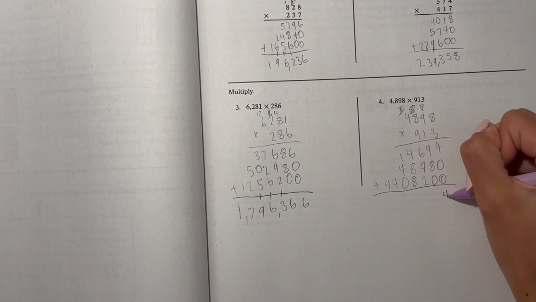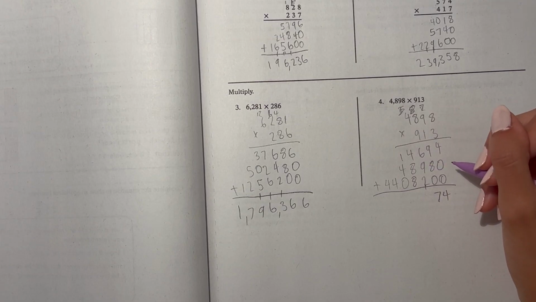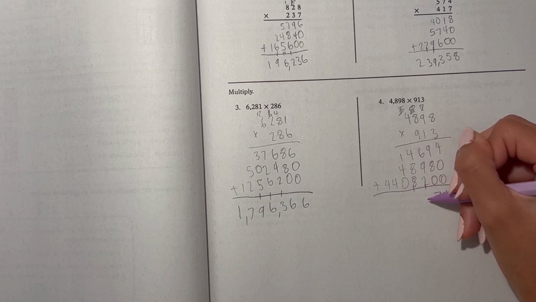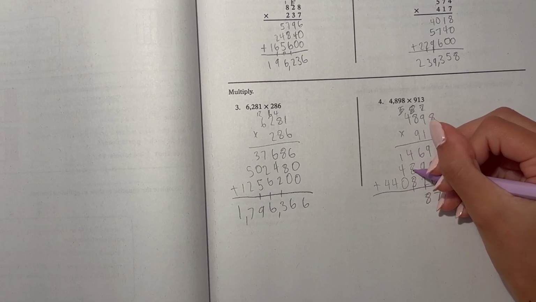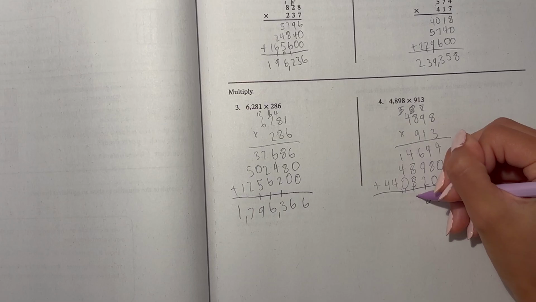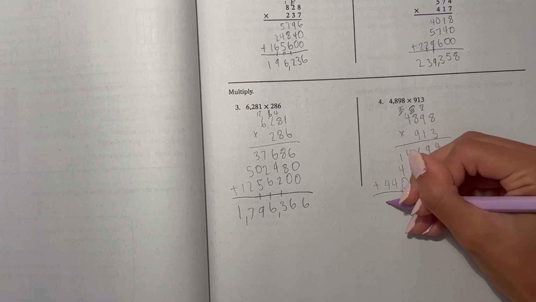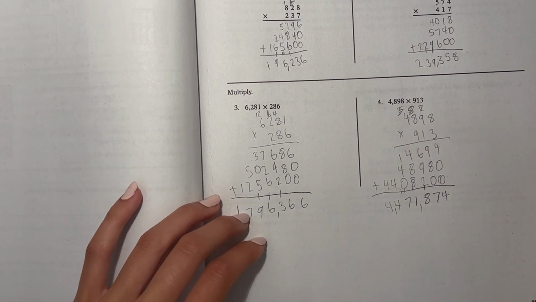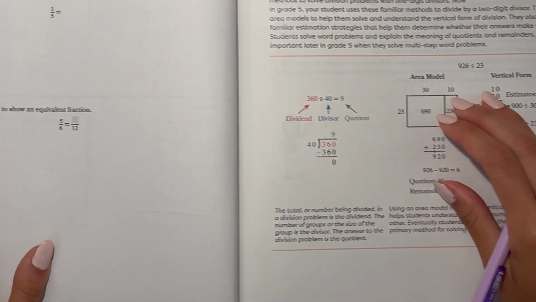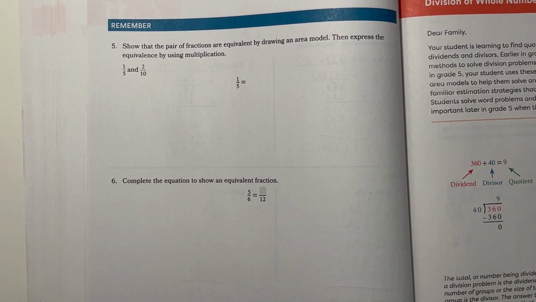Add it all up. 6 plus 9 is 15, plus 3 is 18. We have 4, 12, 20, 21. We have 4, 5, 6, 7, 4, 4. So our answer is 4,471,874. All right, next page, number 5.